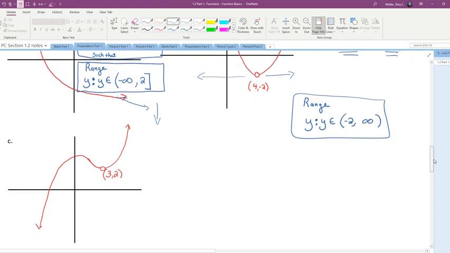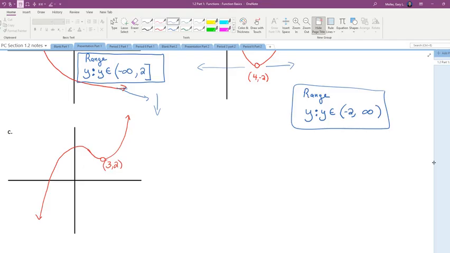All right. Try the domain on this one. And then be careful on the range. Check your range. There's a little misleading piece here. The domain appears to be everything, except for 3. So I'm going to say all the x's such that x belongs to the group negative infinity to 3, open and open, join it with the group 3 to infinity.